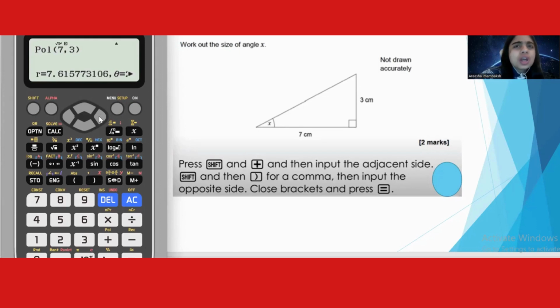For math students, you do not have to do anything about radians. You have not studied it. Math students already know about it. Okay, so the answer in degrees has come, right?